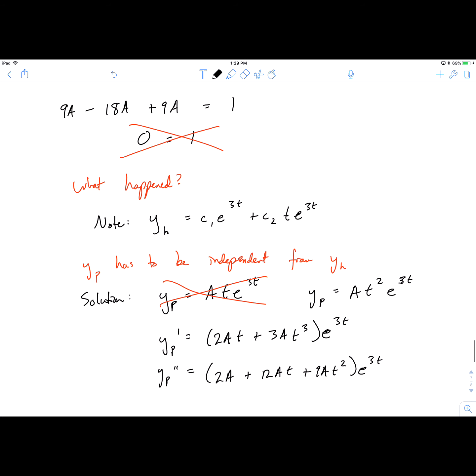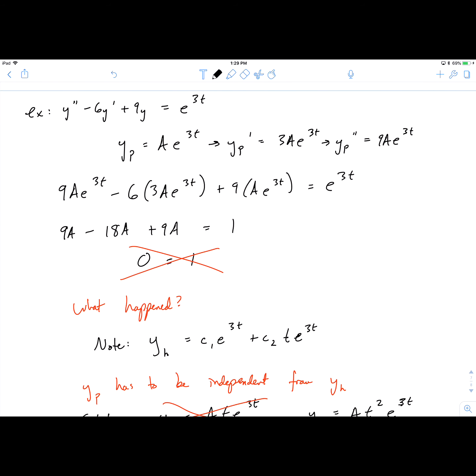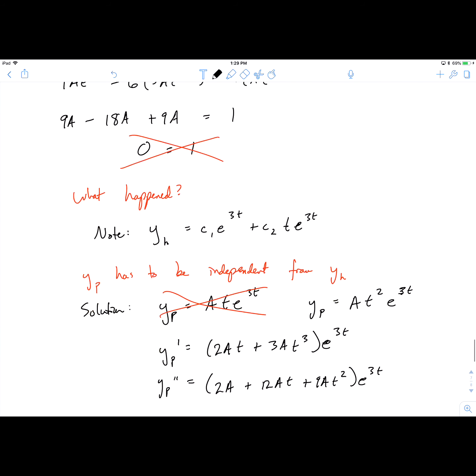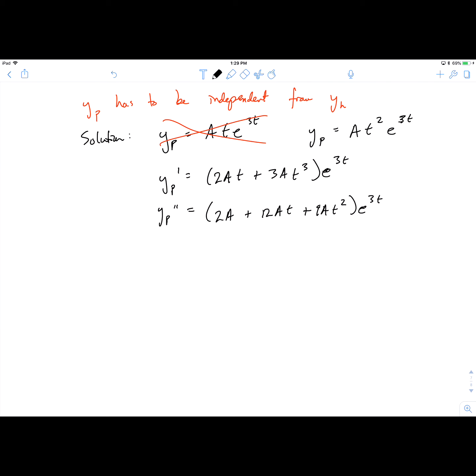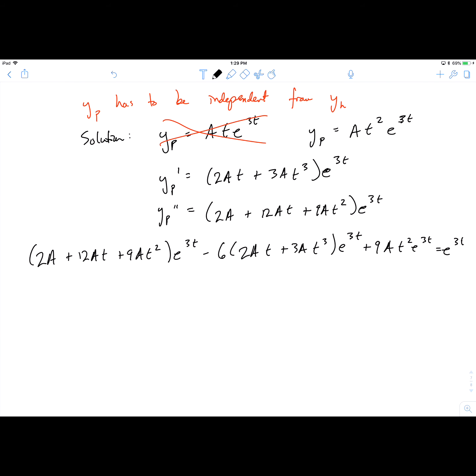And then substituting everything in. Again, the original question was y double prime minus 6y prime plus 9y equals e to the 3t. Now it looks like a lot here, but if you notice, there's really only one coefficient, one undetermined coefficient a. So it's not as bad as it looks.